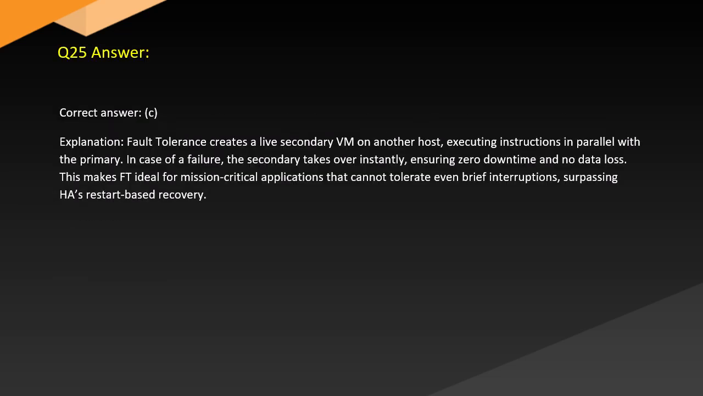Answer. Correct answer, C. Explanation. Fault Tolerance creates a live secondary VM on another host, executing instructions in parallel with the primary. In case of a failure, the secondary takes over instantly, ensuring zero downtime and no data loss. This makes it ideal for mission-critical applications that cannot tolerate even brief interruptions, surpassing HA's restart-based recovery.